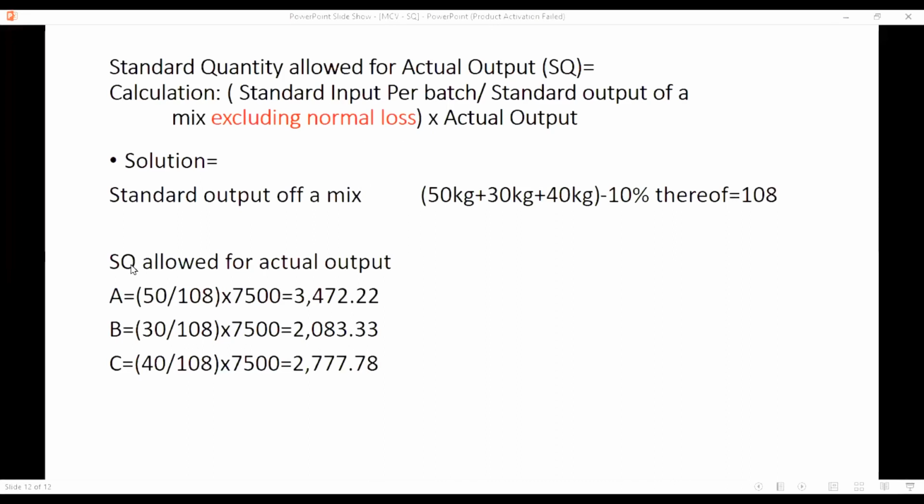So standard quantity allowed for actual output will be standard input per batch, that is 50, 30, 40 for A, B, and C respectively. Standard output of a mix is 108 per batch, and actual output was 7,500. So these are the standard quantity allowed for actual output.